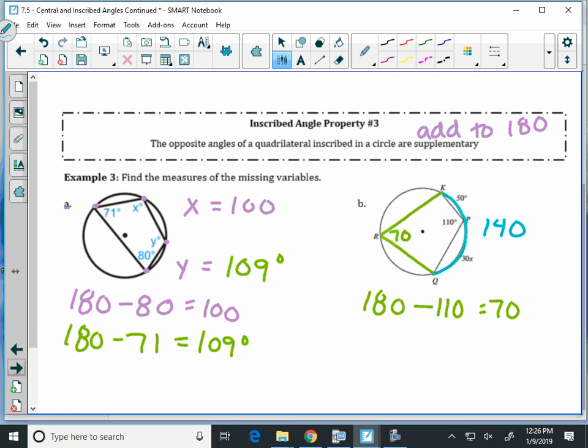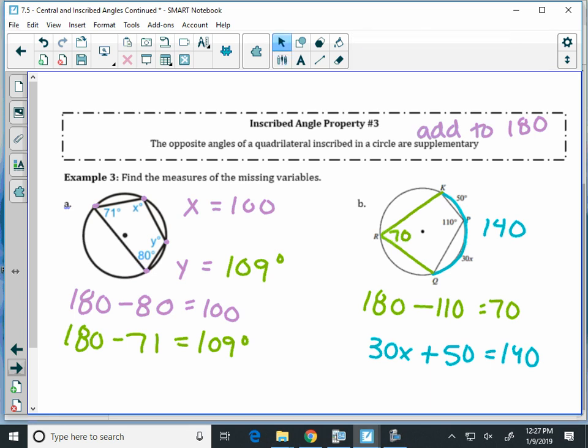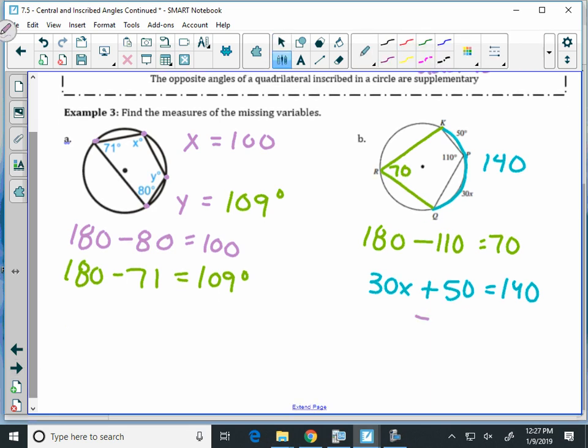And I know these two pieces make up that entire arc. So how can we figure out what x is? What equation can we set up? Very good. You can add the two arcs together. Because if I add 30x and 50 together, it will give us 140. So then we just solve it like a normal equation. We move the 50 over. 140 minus 50 is what? 90. So we get 30x is equal to 90.